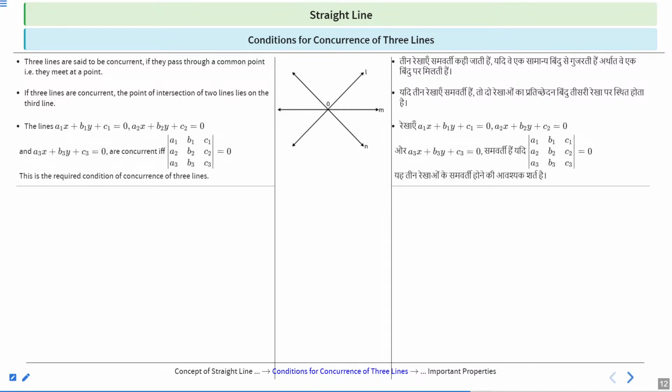So the lines a1x plus b1y plus c1 equal to 0, a2x plus b2y plus c2 equal to 0 and a3x plus b3y plus c3 equal to 0 are concurrent if and only if the determinant of the matrix with rows a1 b1 c1, a2 b2 c2 and a3 b3 c3 is equal to 0. This is the required condition of concurrence of three lines. Got it?